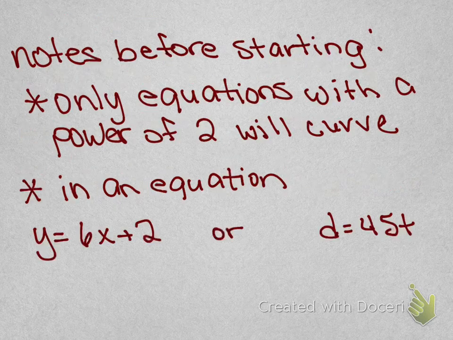We're going to go over a few notes before we start this lesson. So only equations with a power of 2 will curve. Okay, that'll make more sense in a minute when we look at some graphs, because we have to identify the correct equation that goes with that graph. Most of all the lines we've looked at so far have been straight linear lines. There's been no curve. When you get further into functions, which you'll get further into in algebra, a power of 2 is going to make the graph curve. So we'll see that in a minute.